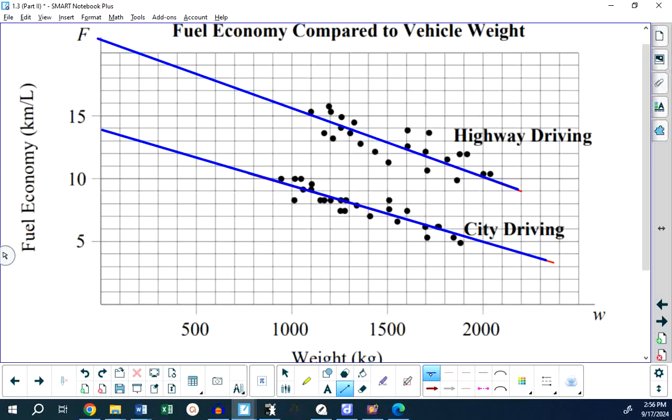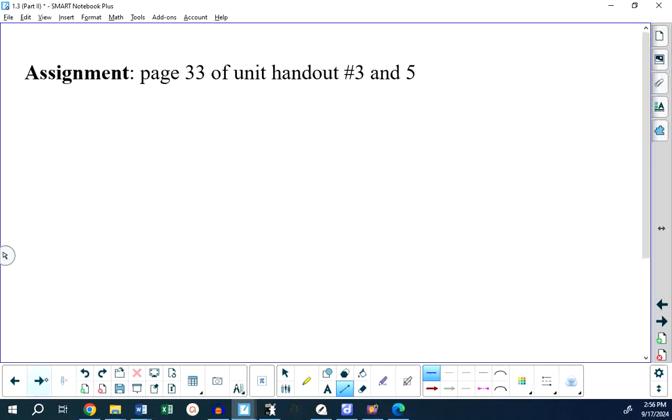Would you agree, by the way, they're both negative correlations? And city driving is a stronger correlation? It isn't the steepness of the line, it's the tightness of the data. And city driving, the data is closer to the line. It's not as spread out. So that's it in a nutshell.